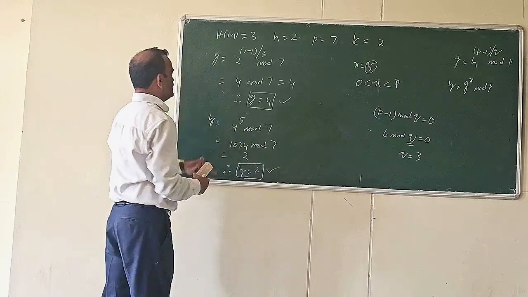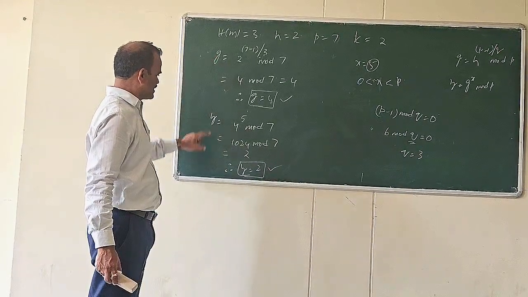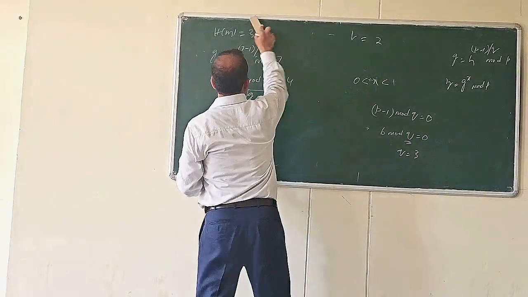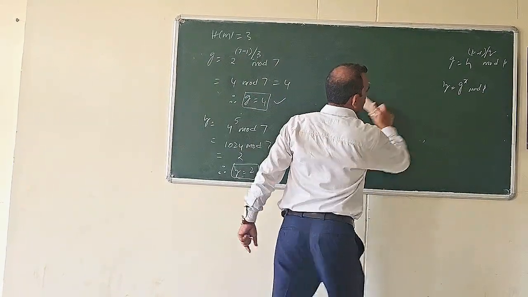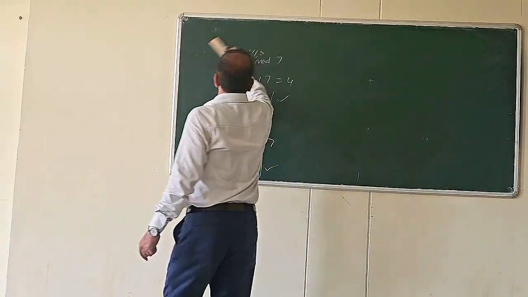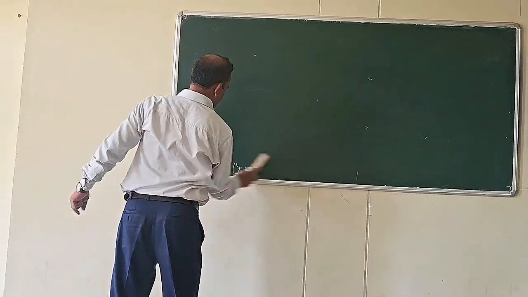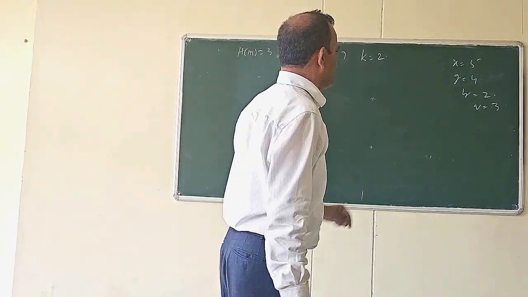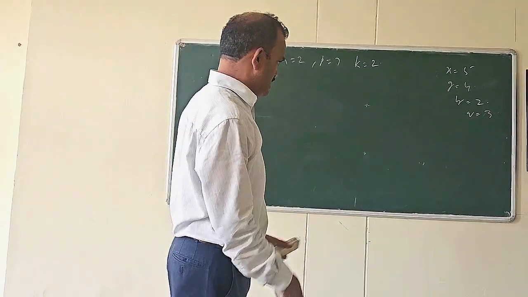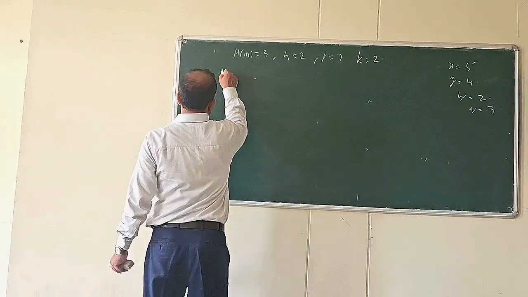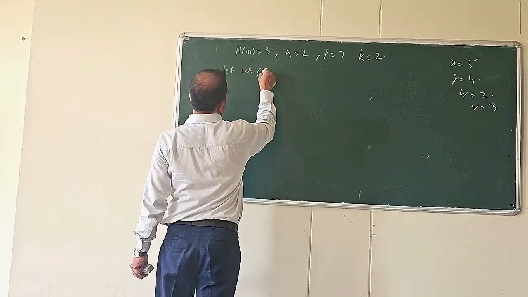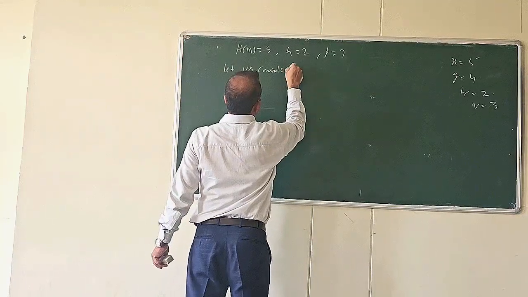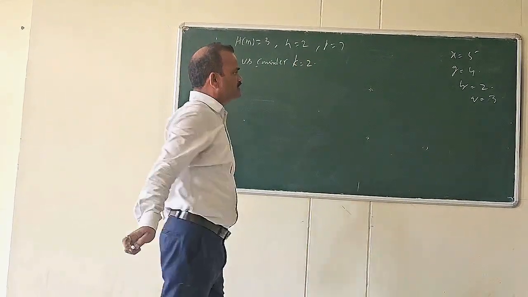Now we have calculated the value of y. The y value is 2. K lies between 0 and q. Let us consider k equal to 2. Okay.